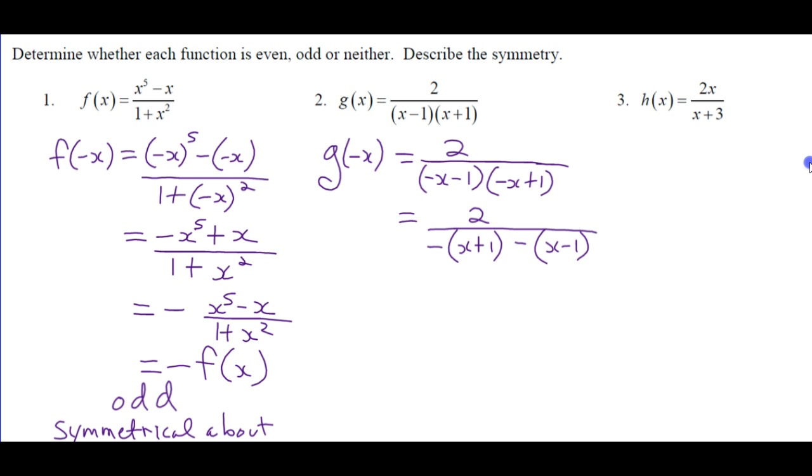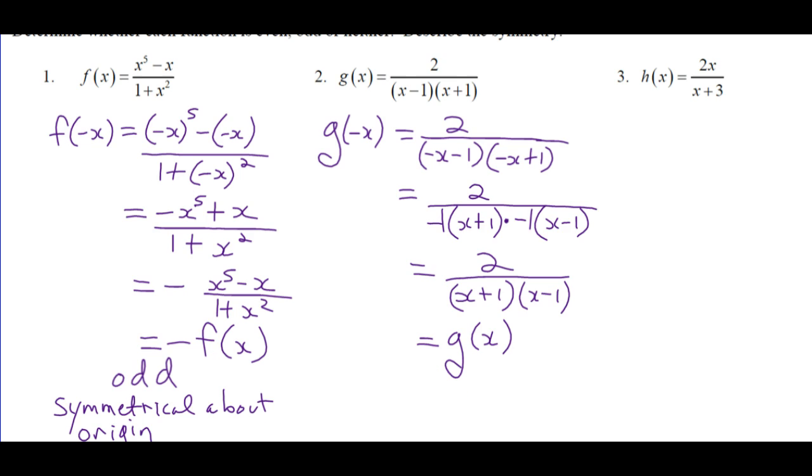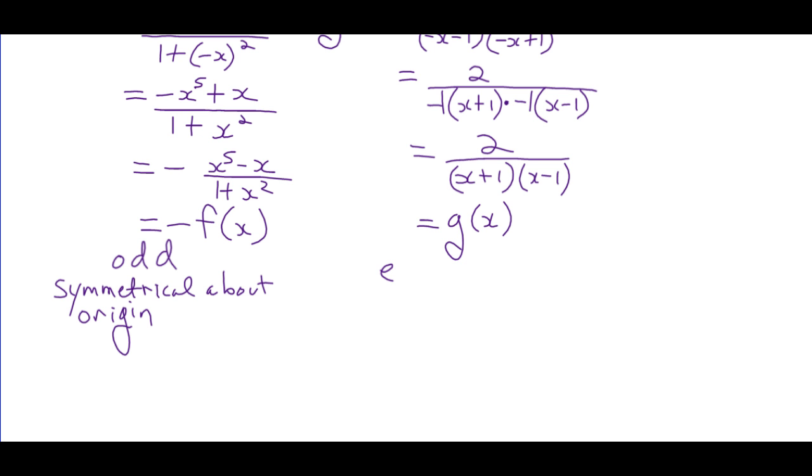Okay, now I better write that. Let's put a negative 1 there and put a multiply. So it's negative 1 times x plus 1 times negative 1 times x minus 1, and negative 1 times negative 1 is positive 1. So this becomes 2 over x plus 1 times x minus 1. Well, okay, the order down here is a little different, but these guys are the same. So that's equal to g of x. So if g of negative x is equal to g of x, then we say that it's even. Okay, and that's symmetrical about the y-axis.